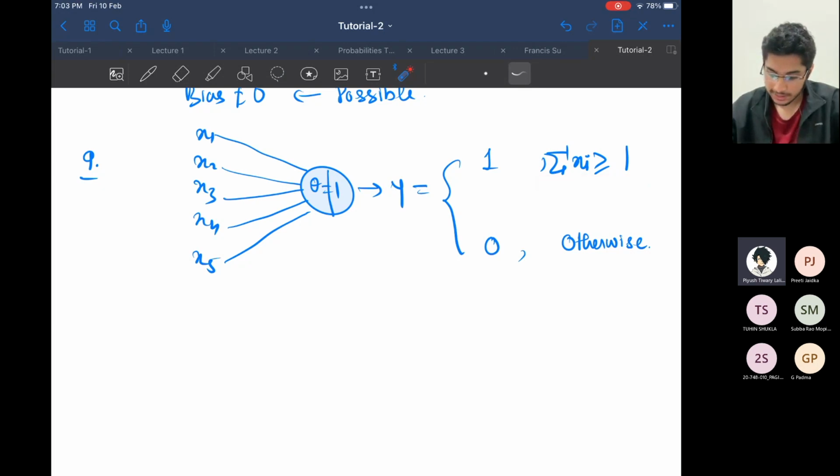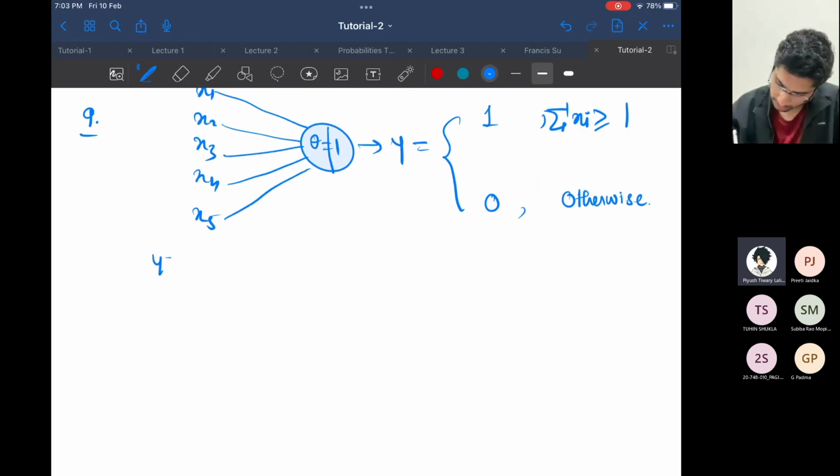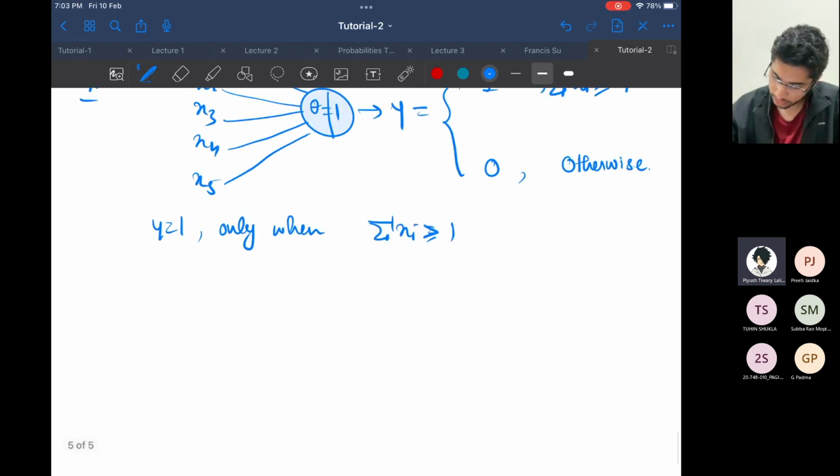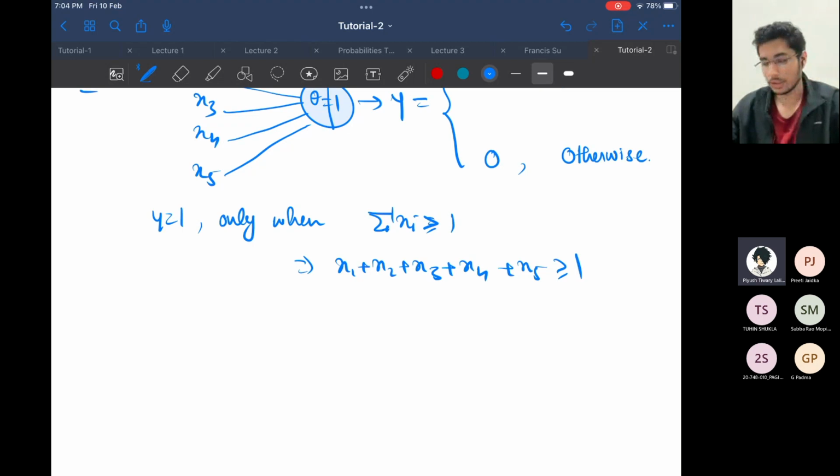So now we know that y is equal to 1 only when the summation of xi is greater than or equal to 1, which implies x1 plus x2 plus x3 plus x4 plus x5 should be greater than or equal to 1. In combinatorics, it is also called the beggar's problem. But let me not confuse you there. Let me just come straight to the logic.